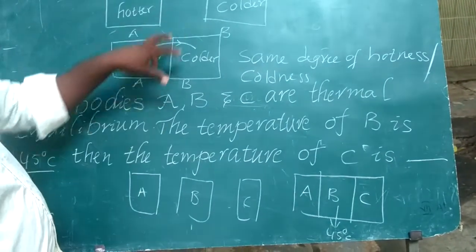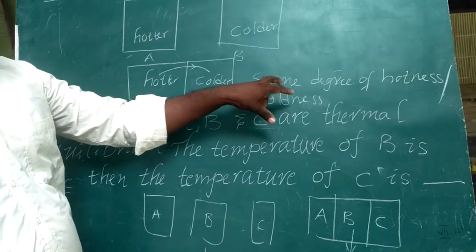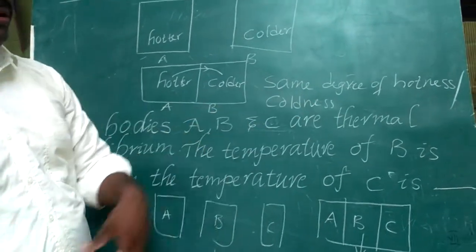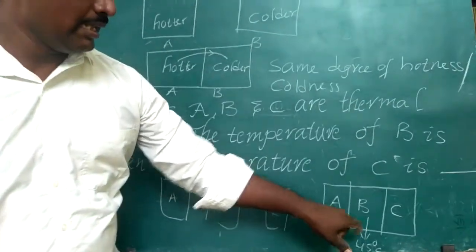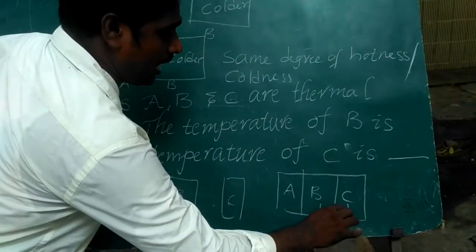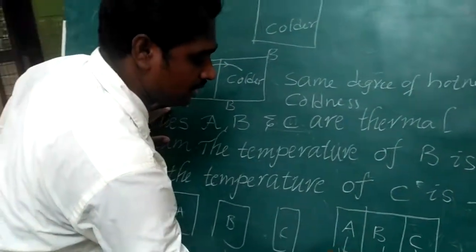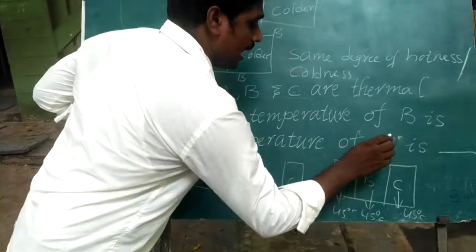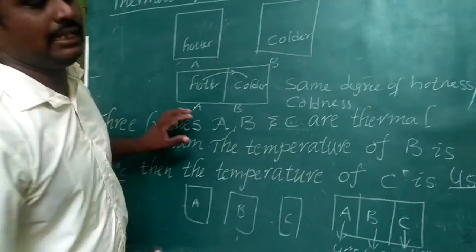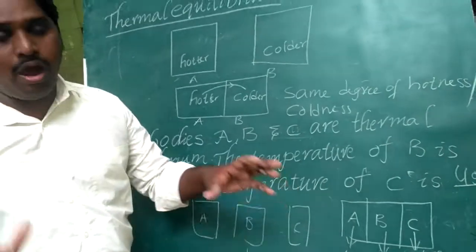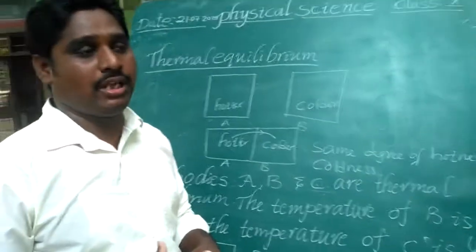We know that thermal equilibrium means all bodies have the same degree of hotness or coldness. Here the given temperature of B is 45 degrees Celsius. That way C also has 45 degrees Celsius, and A also has 45 degrees Celsius. The temperature of C is 45 degrees Celsius. That means in thermal equilibrium, all bodies have the same degree of hotness or the same degree of coldness.